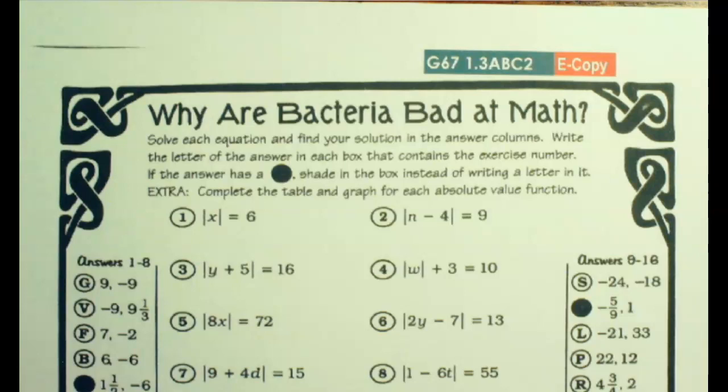All right, folks, G67 1.3 ABC 2. This is a tough one. I'm not going to lie to you. It's tough because of the absolute value bars.